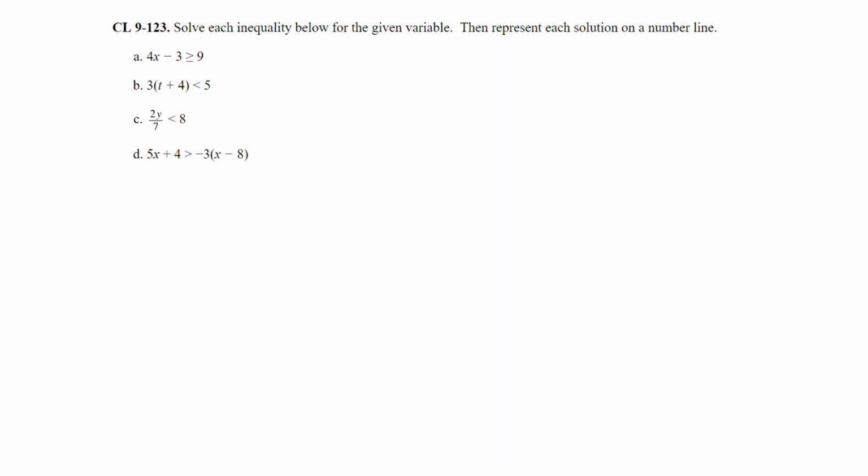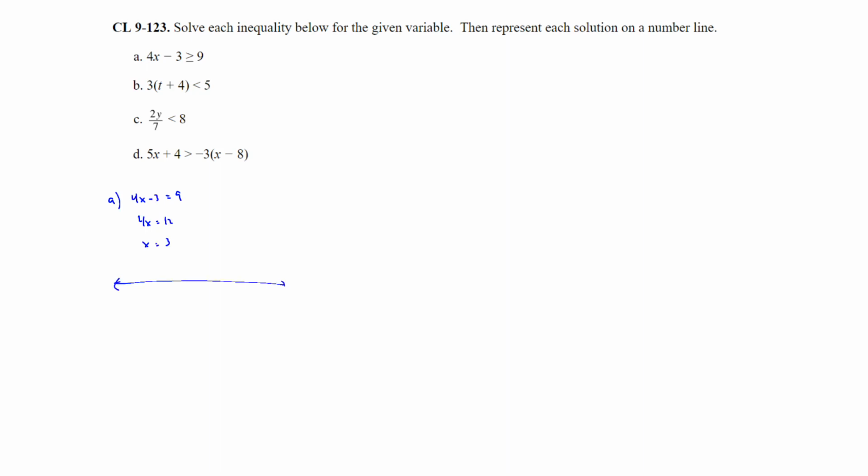Question 123. Solve each inequality below for the given variable, then represent each solution on a number line. So part A, we have 4x minus 3 is equal to 9. We're going to set this up so we can find the boundary point. And the boundary point is 3.